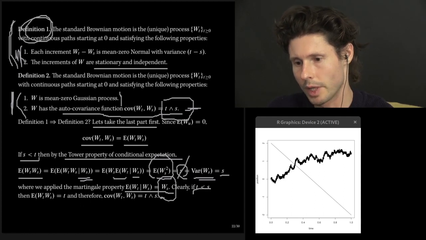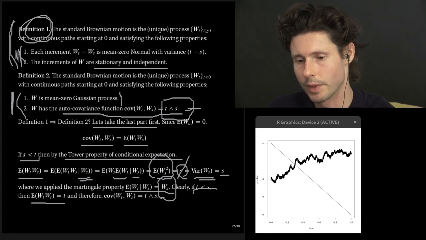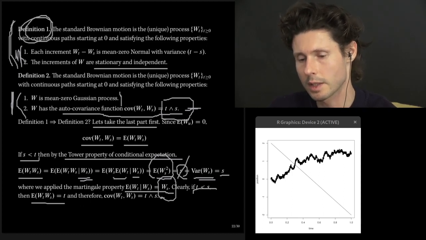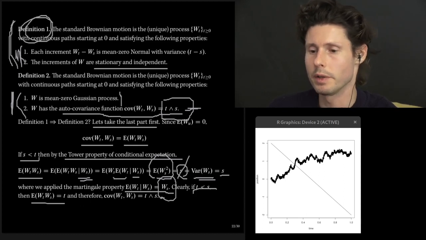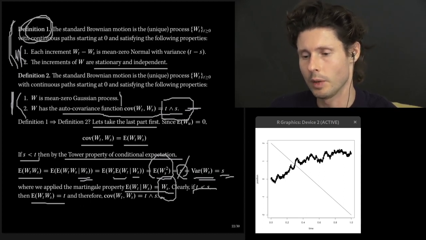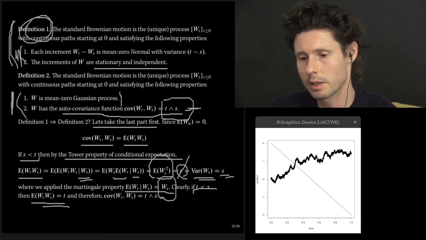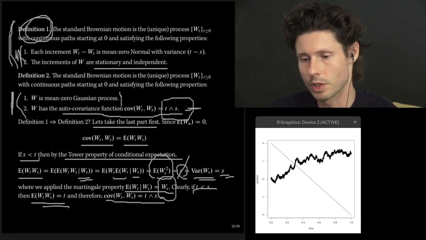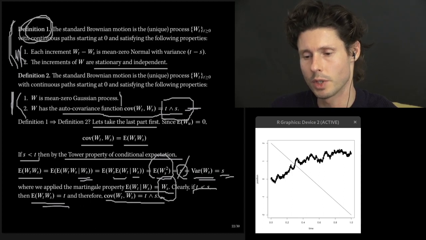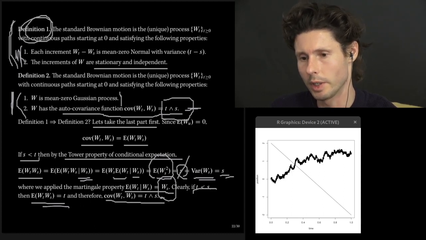Clearly, if we were to attempt the same thing for t less than s, we'd get a very similar result. There's no reason to prefer t to s. And what we see is that when we assume s is smaller than t, we get s, and when we assume t is smaller than s, we get t. So what's the final answer? The covariance between the two is just the minimum of the two times. And that's exactly what was asked for in this property here.